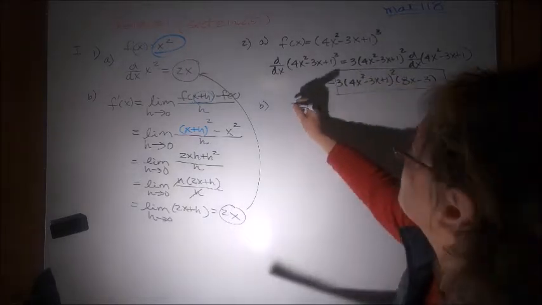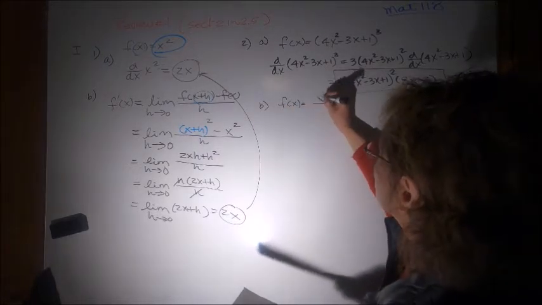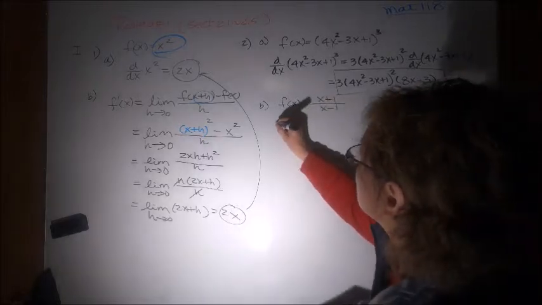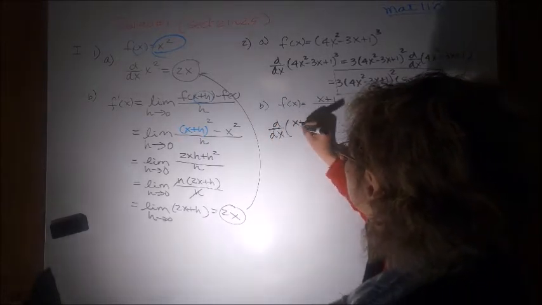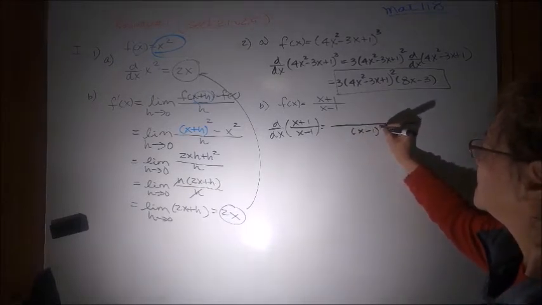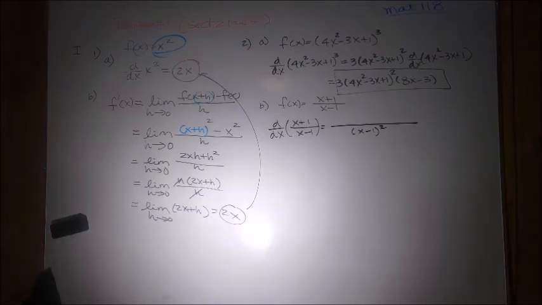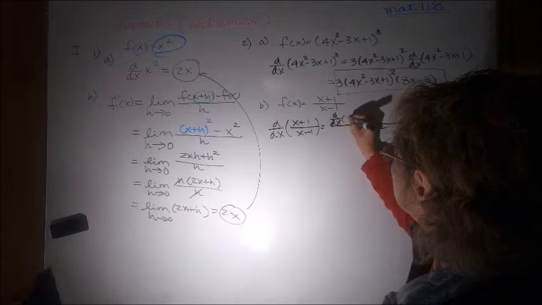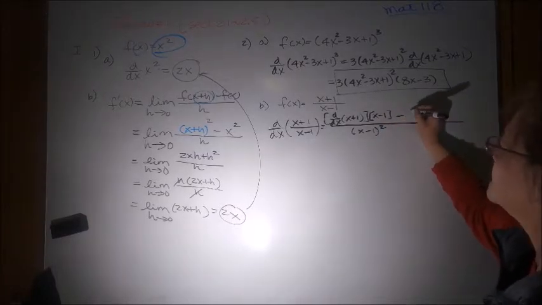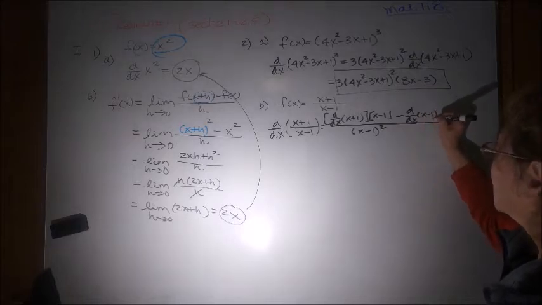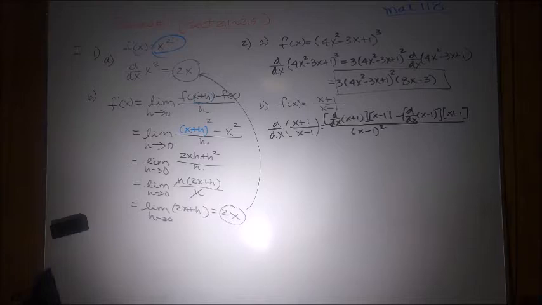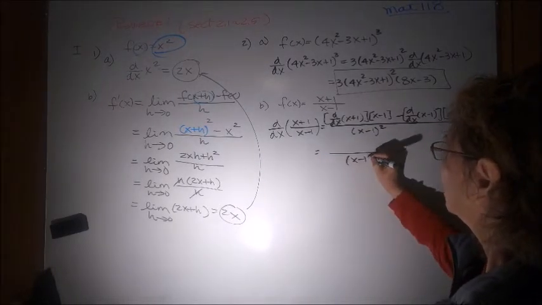Next one, your f of x is x plus 1 over x minus 1. It's a quotient, right? So if it's a quotient, what do we need to do? We use the quotient rule. What is the quotient rule? When you take a derivative, you have the denominator squared for the denominator. The top one will be what? You take the derivative of the numerator times the denominator, minus the derivative of the denominator times the numerator, right? Then for this one, we simplify.